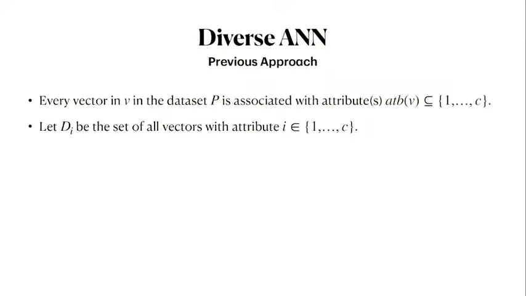Every vector v in P, the set of vectors that we had, is associated with attributes denoted by ATB(v), which is a subset of the set 1 to C. You can think of them as sellers, colors of products, brands, or price ranges. So 1 to C captures the attributes you can assign to a product or an advertisement, given by this set ATB(v) for a particular vector v. Let D_i denote the set of all vectors that have attribute i.